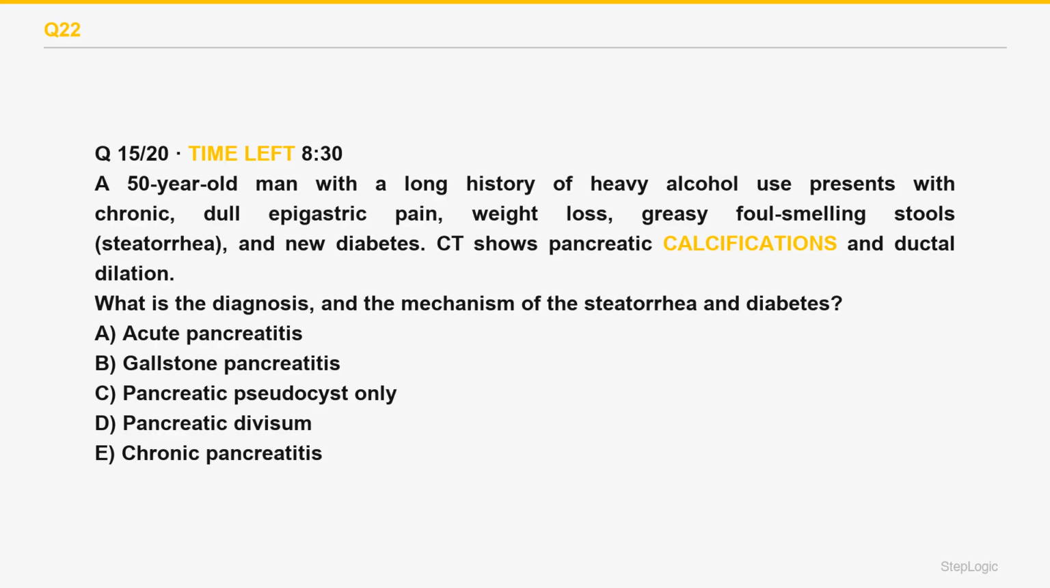Read the command: diagnosis and mechanism. Chronic alcohol, epigastric pain, steatorrhea, diabetes, pancreatic calcifications: chronic pancreatitis, exocrine and endocrine failure.